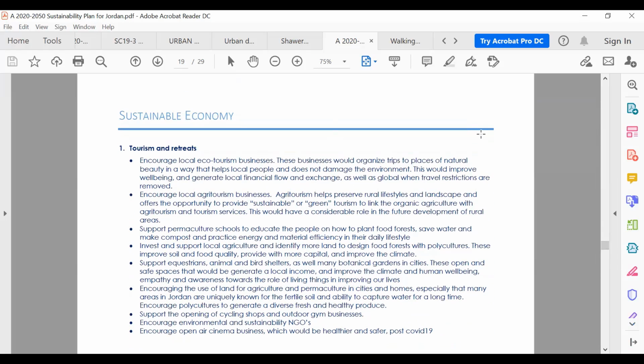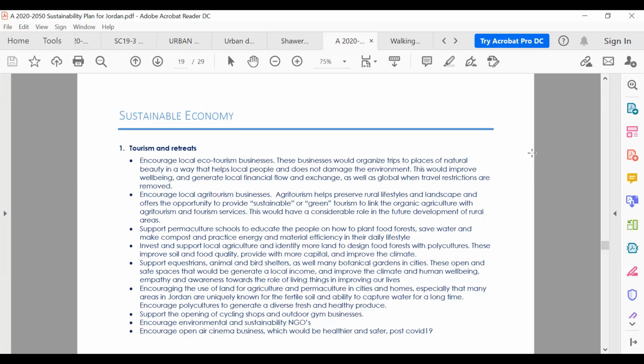So for the tourism and retreats, we can encourage local ecotourism businesses. These businesses would organize trips to places of natural beauty in a way that helps local people and does not damage the environment. This would improve the well-being and generate local financial flow and exchange, even when global travel restrictions are removed. Encourage local agritourism businesses, which helps preserve rural lifestyle and landscape and offers the opportunity to provide sustainable or green tourism to link the organic agriculture with agritourism and tourism services.